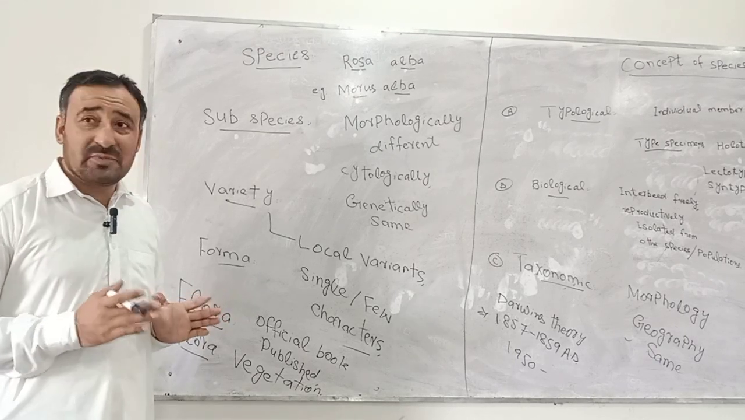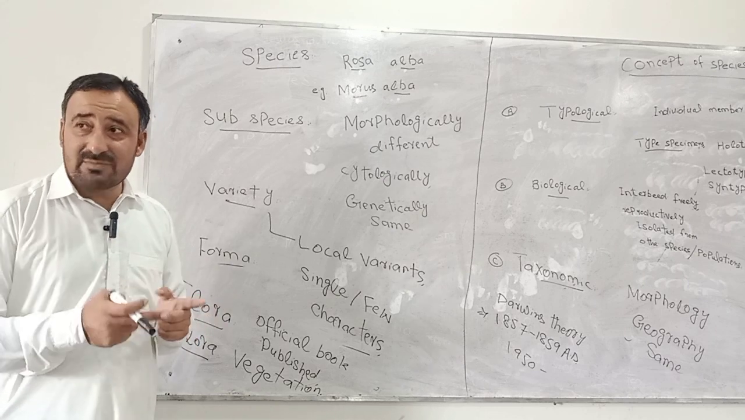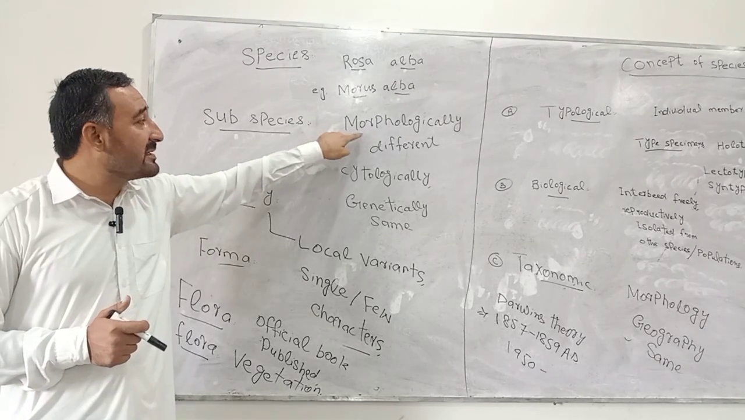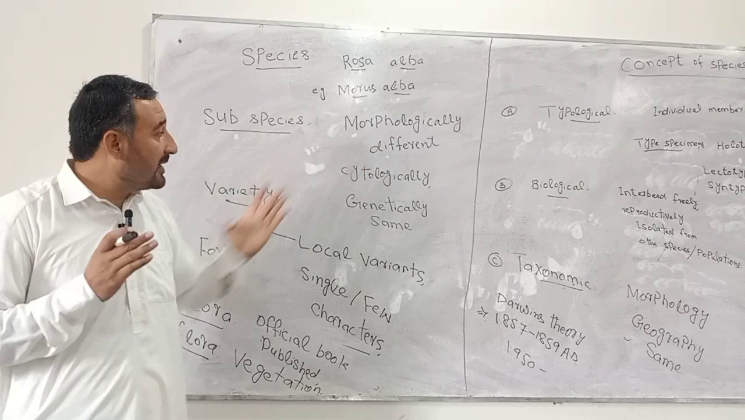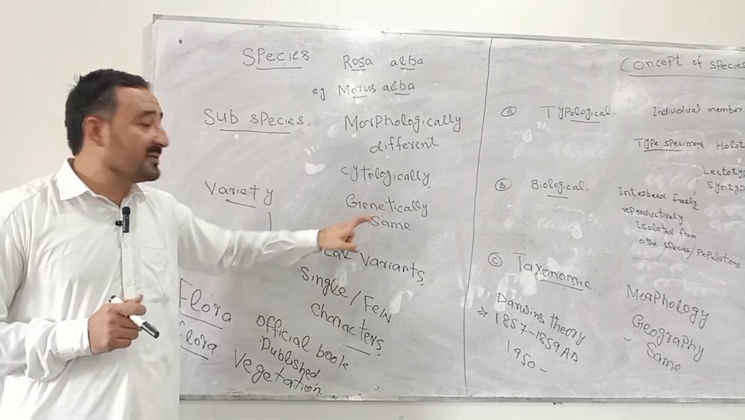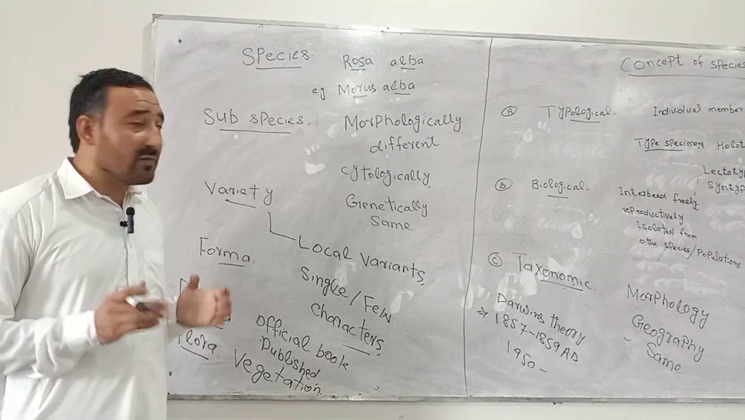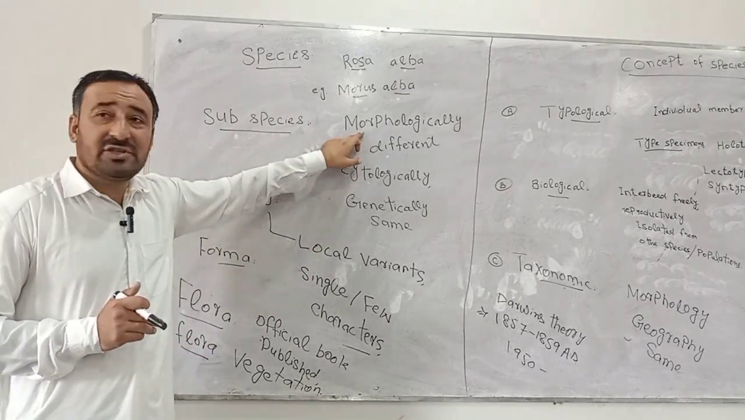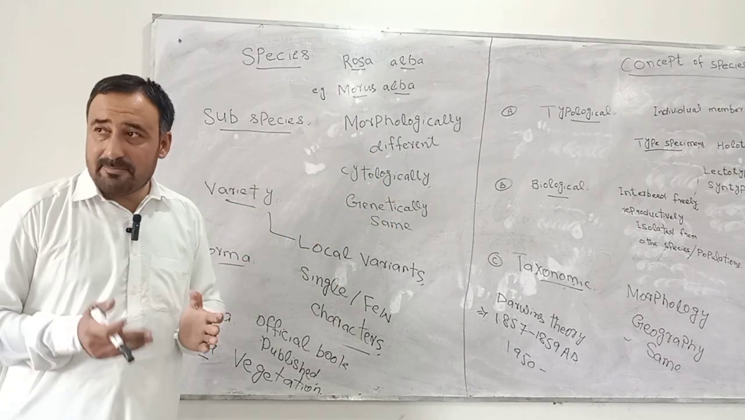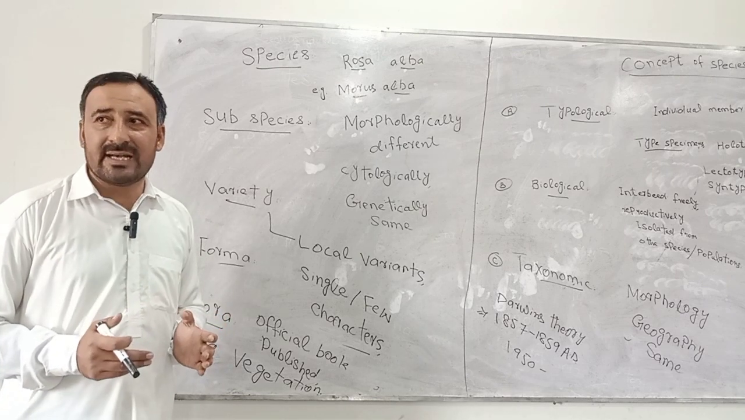So subspecies means the plant representatives belong to the same species, but they are different from each other on the basis of morphology. But they are the same regarding their cytology and genetics. So we can define it as those representatives of the same species which are morphologically different from each other but cytologically and genetically the same. It means they can interbreed with each other and produce fertile offspring.